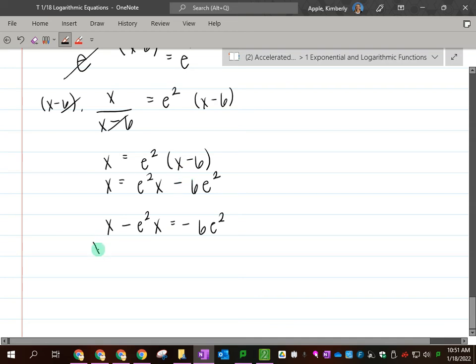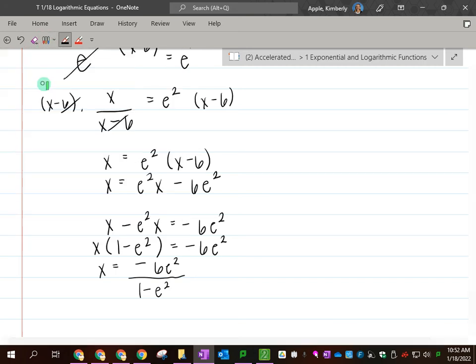And now I'm going to factor out an x because I'm trying to isolate x. I need it by itself. And at this point, I'm going to be able to divide by 1 minus e squared to finish the problem and have x by itself. And that's it. All right.